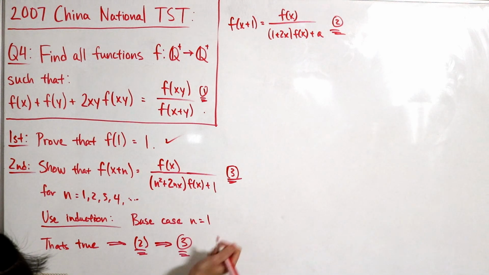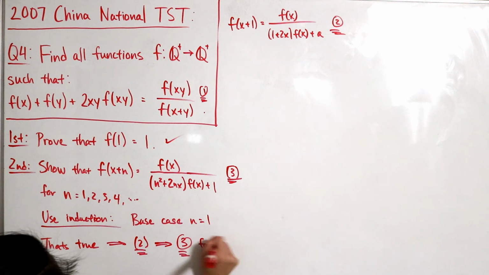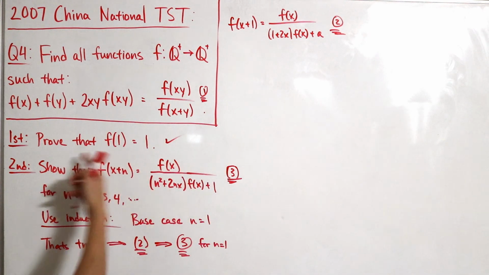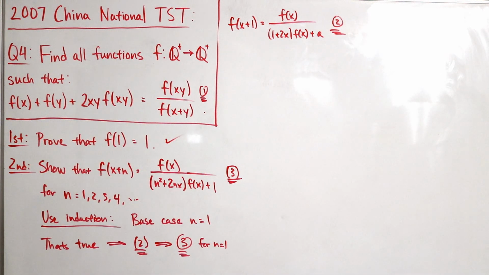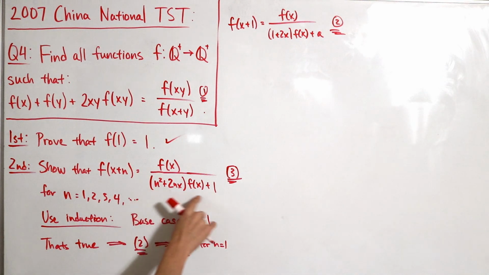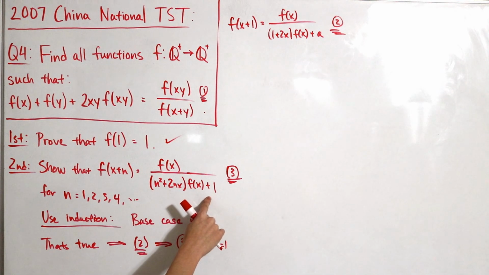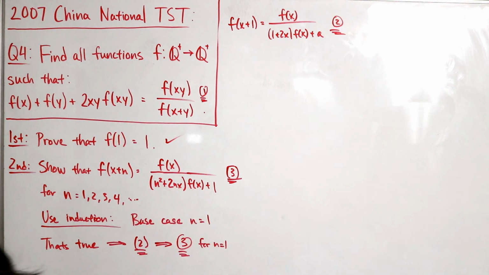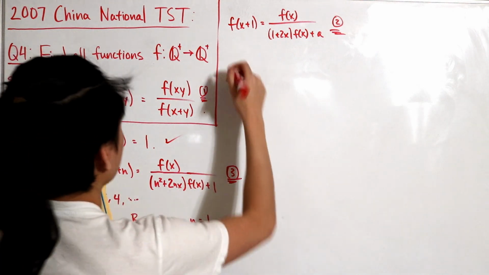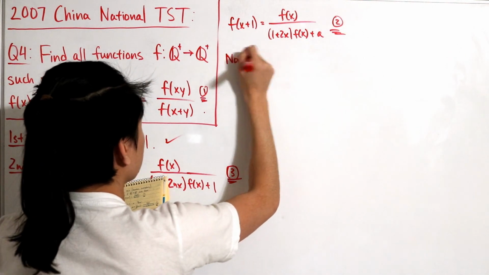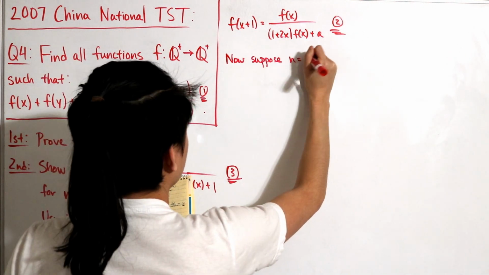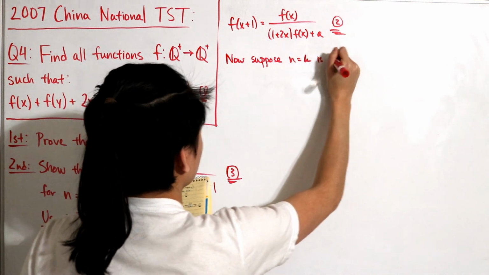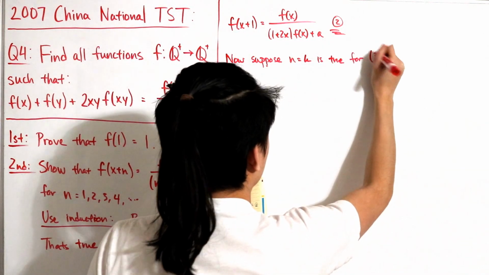You can see this for yourself for n is equal to 1, because it's exactly what we did from the first step. That's basically the base case. So now we have to suppose that number 3 is true for n is equal to k. Okay, so now this is where the fun part comes. Let me put this as: now suppose n equals k is true for number 3.